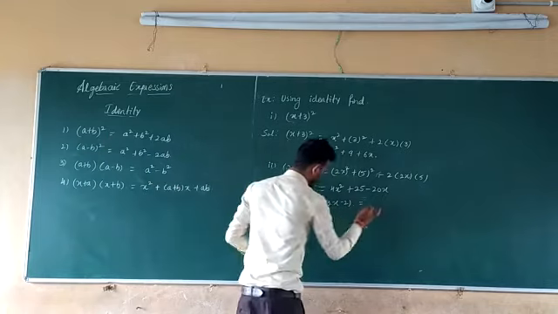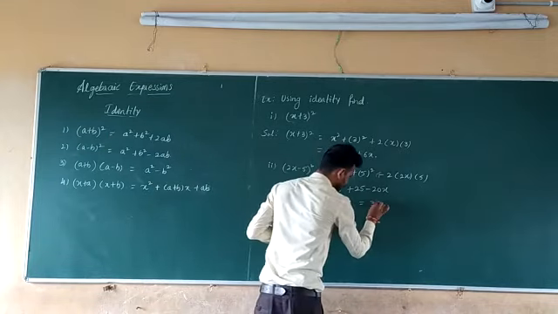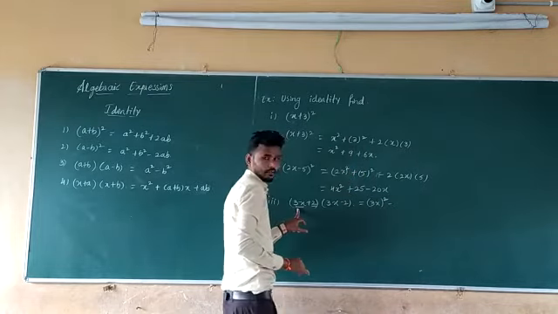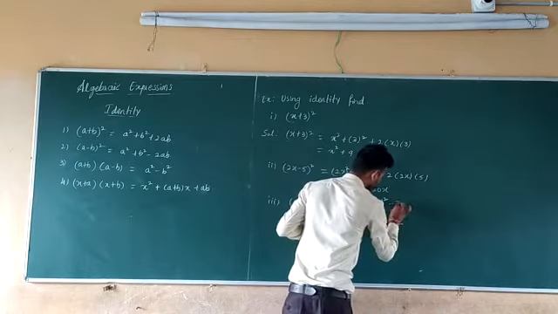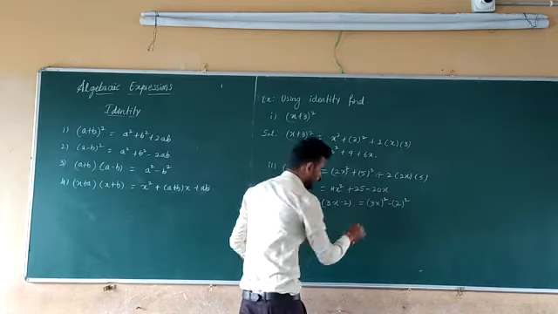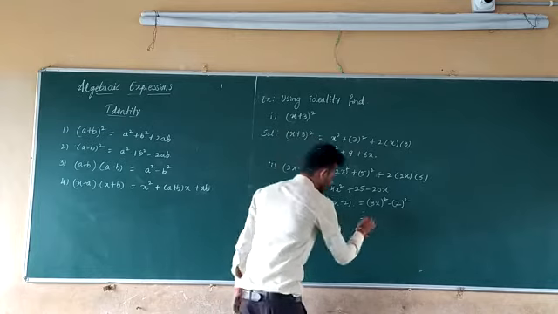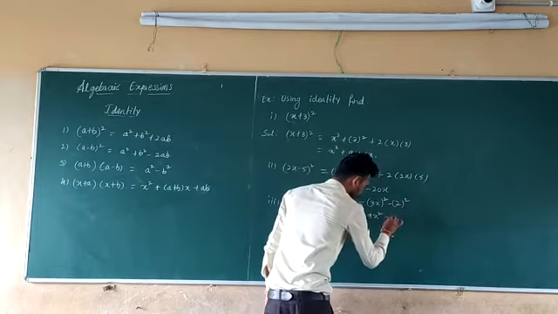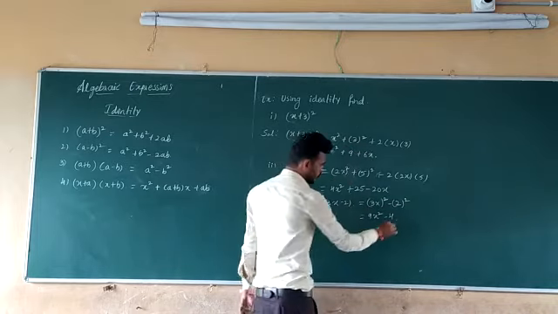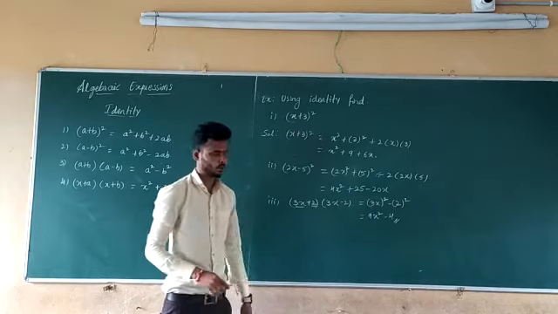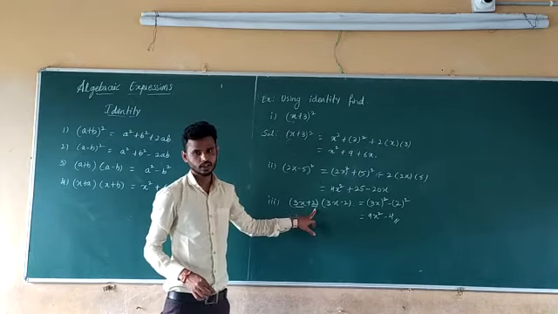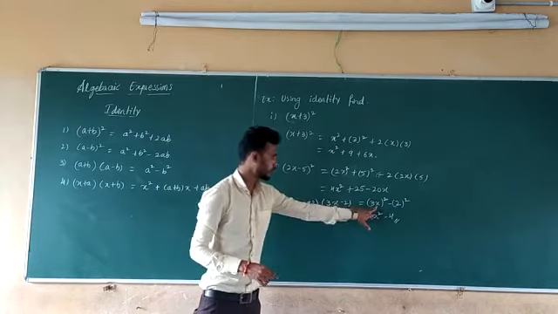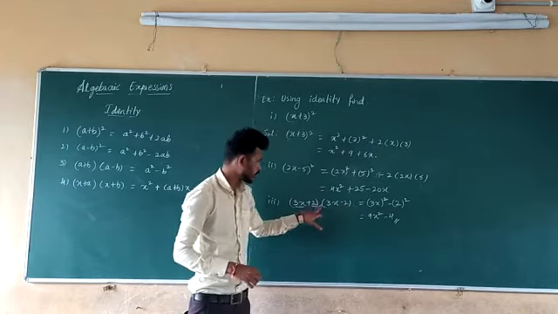So here a square. A means what is there? 3x. So (3x) square minus b square. B means what is there? 2. So 2 square. Now square both 3 and x: 3 square, you will get 9x square minus 2 square. 2 2s are 4. So 9x square minus 4 is the solution of this third question. That is by using the third identity: (a plus b) into (a minus b) equals a square minus b square, where a means 3x, b means 2.